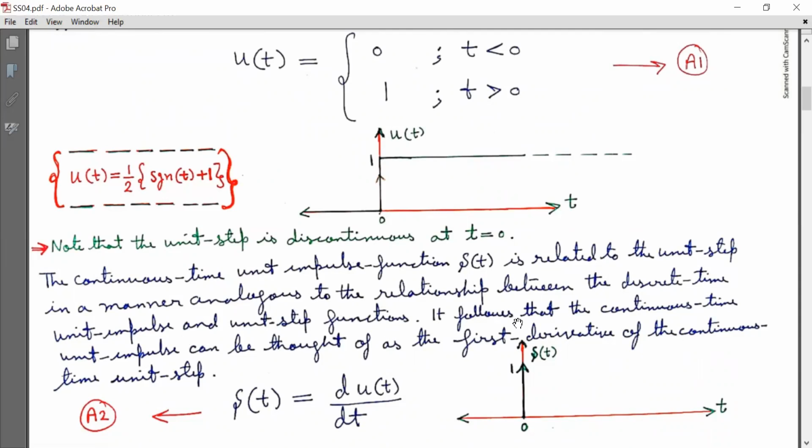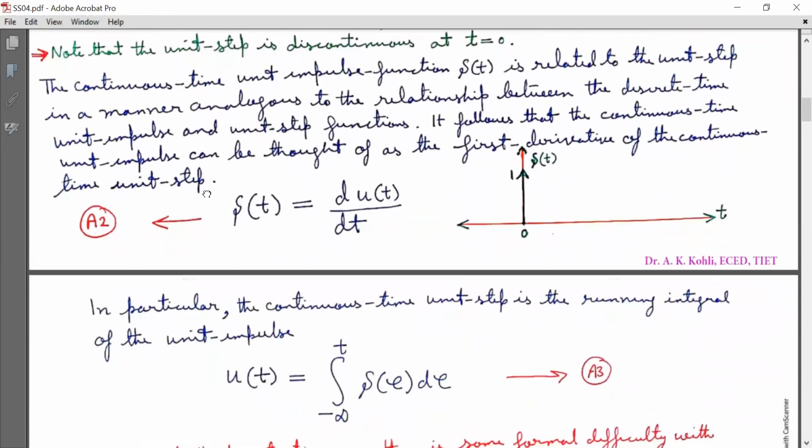I repeat, the continuous time unit impulse can be thought of as the first derivative of the continuous time unit step. Therefore, delta(t) is equal to d by dt of u(t). That is, unit impulse is equal to d by dt of unit step. I have plotted the unit impulse function in the continuous time domain as shown on the screen. Now delta(t) is defined at t equal to 0, that is at the origin, and I have indicated it through one arrow sign with amplitude 1, as shown.